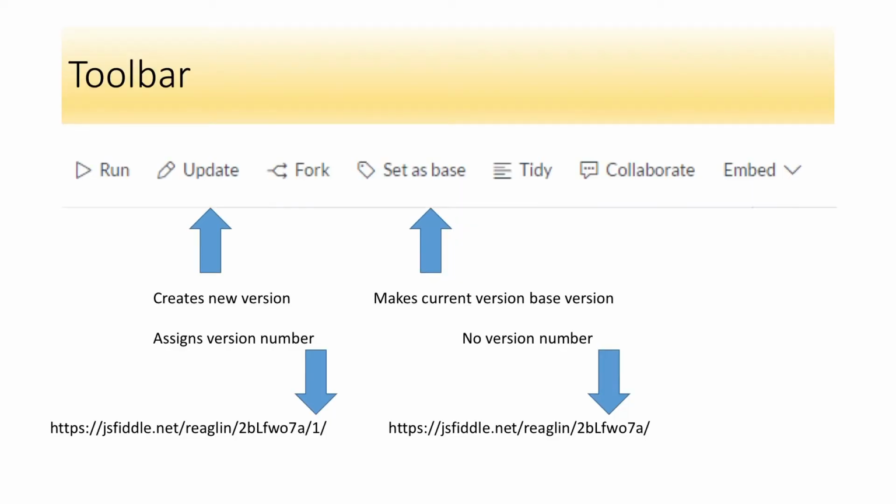Set as base says, let's take all those versions, get rid of them, and set the current version to 0. Now, this is the base, and this is the one that I want. And you can create more versions from that, too. Once you set something as a base, the next version you hit is going to be version 1 again, and version 2. Every time you update, it's going to start back at 0 again. And you also have the ability to collaborate. You've also got the ability to do something called fork.